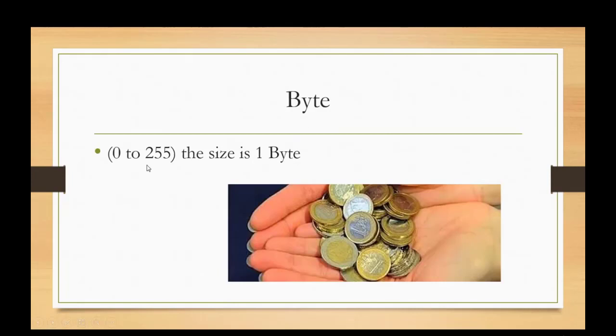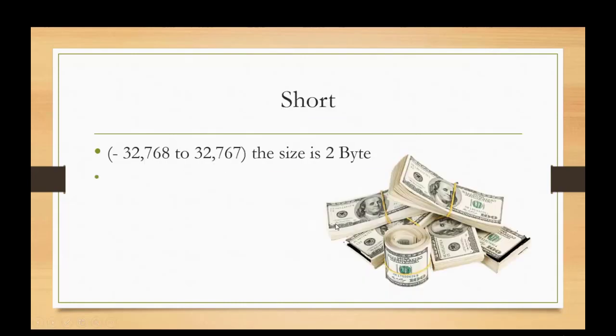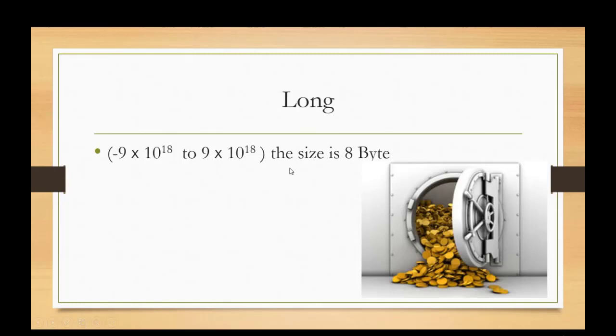The byte can contain from 0 to 255, and its size is 1 byte, like coins in your pocket. Integer, this is the size, 4 bytes, from this number in minus to this number in plus. Short, it is 2 bytes and holds a whole number. Long, size is 8 bytes and has this number from negative to this number to positive.